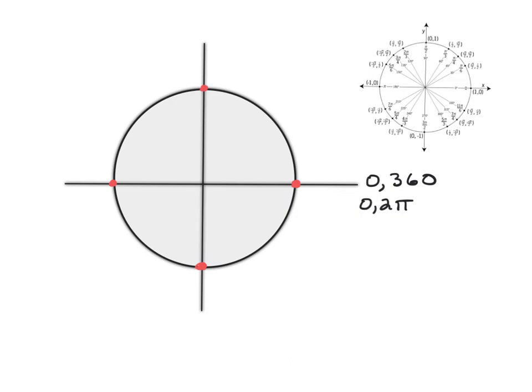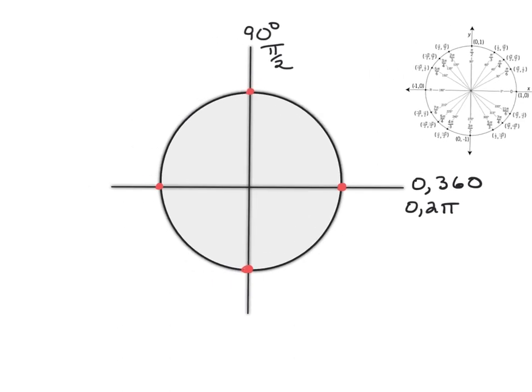Up here is the 90-degree angle. In radians, 90 degrees is pi over 2. Over here to the side, this is the 180 degrees, which is just pi. Down here, 270, this is the 3 pi over 2.